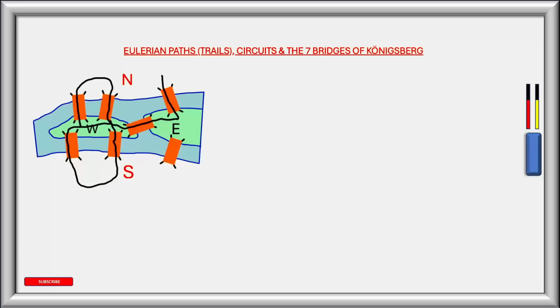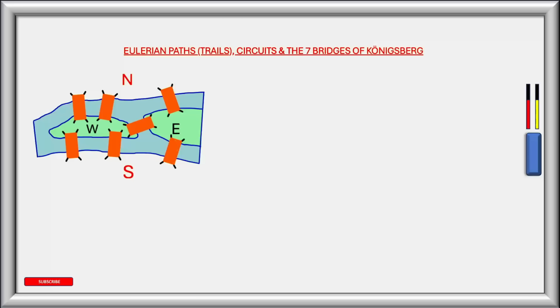And now we're stuck again. We've used 6 bridges, but the only way of getting to this bridge is to reuse one of the other bridges. So again, we failed. Let's have one final attempt.